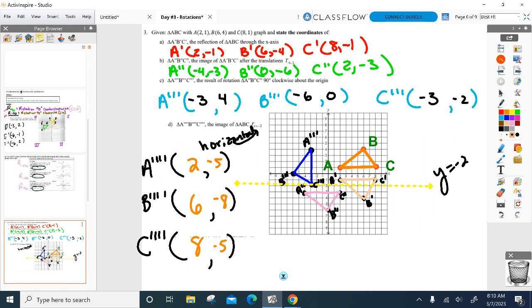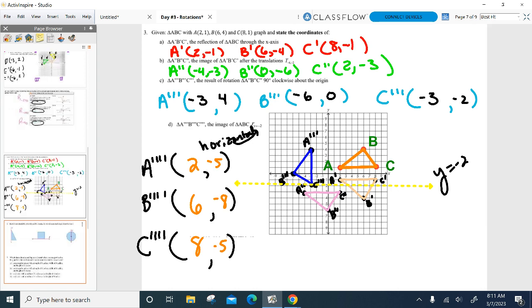Guys, that's what you're going to experience on Thursday. All right, that's what you'll experience on Thursday. Any questions? All right, how about we get off the graph a little bit and let's start rotating actual figures and see what we end up with.